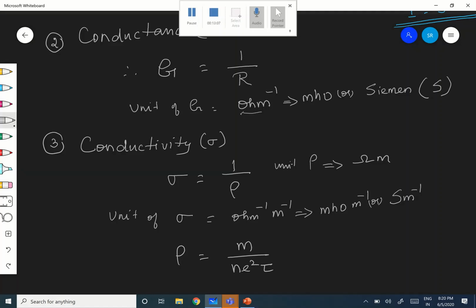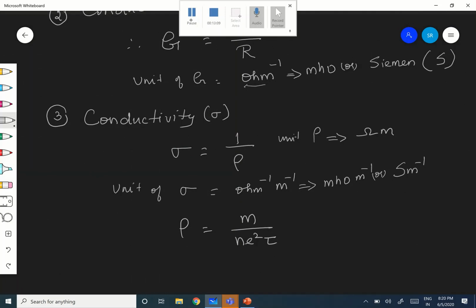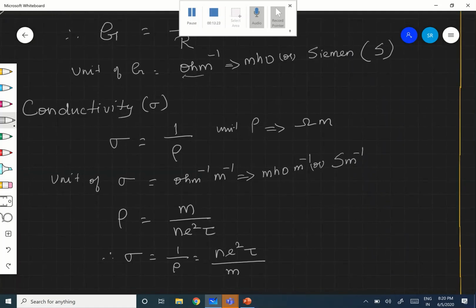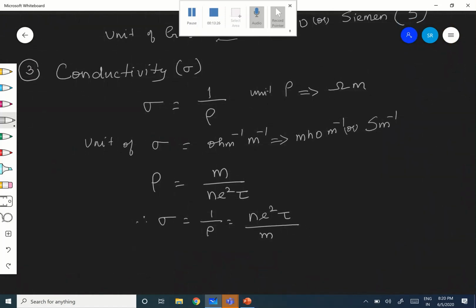Therefore, what is sigma? Sigma is equal to 1 by rho, which is equal to n e squared tau by m. Are you following? Therefore, you can even say on what factors it depends. As with resistivity, it depends on the nature of the conductor as well as the temperature, through tau. Here sigma is the conductance.